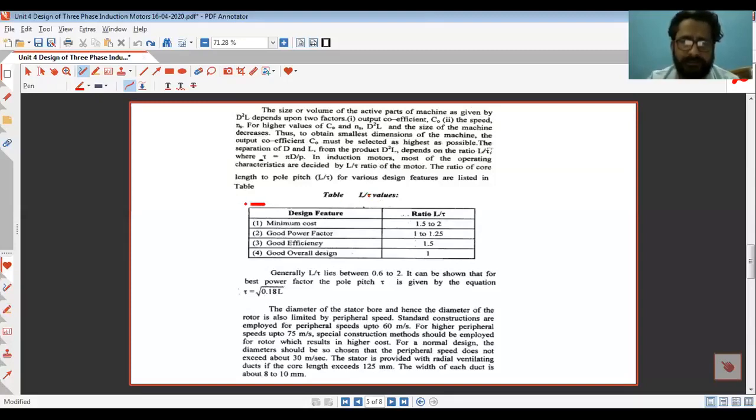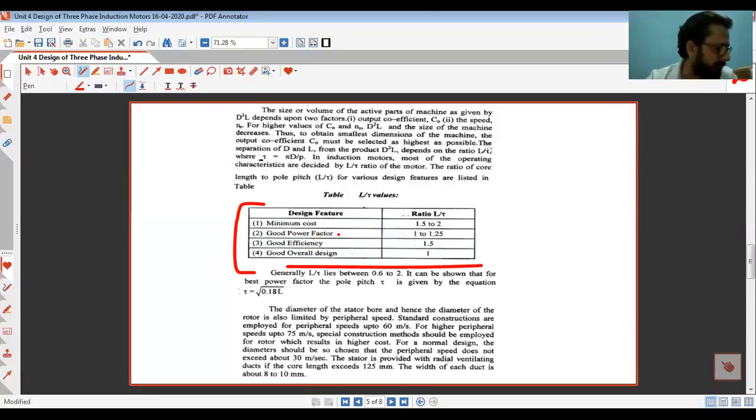Here in this table, the standard values or range of L by tau are given. For example, if you want an optimized cost machine, a machine with minimum cost, then L by tau should be equal to 1.5 to 2. That means the ratio of the length of the core to its pole pitch should be either 1.5 or anything between 1.5 and 2.